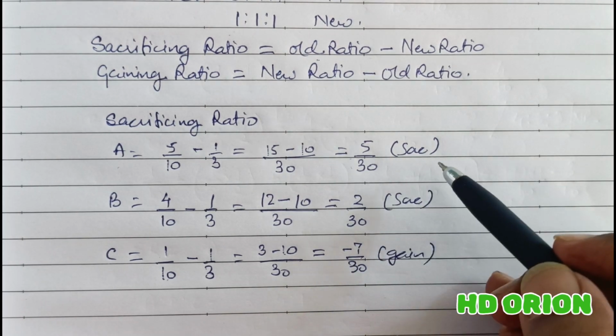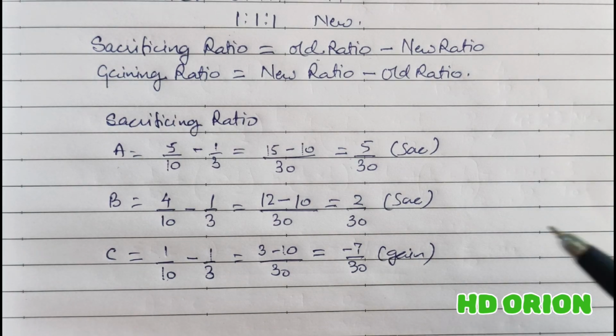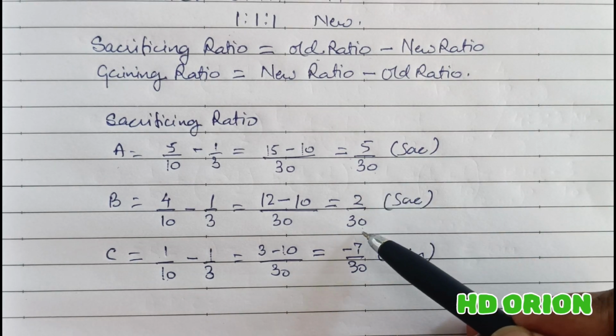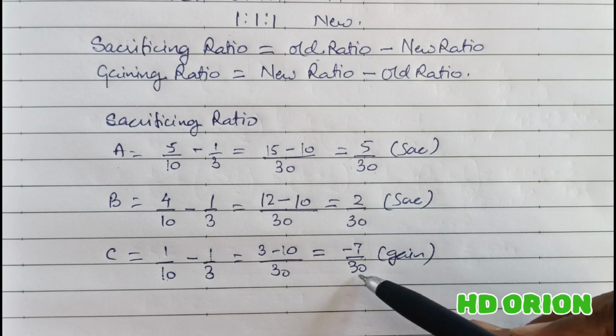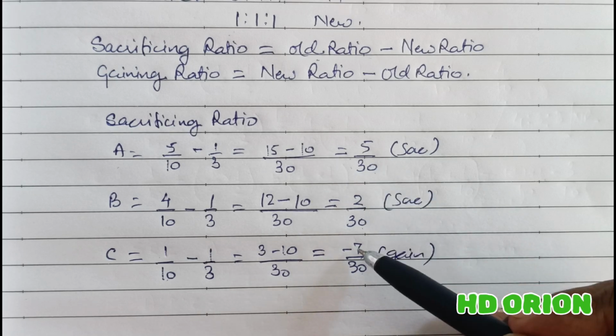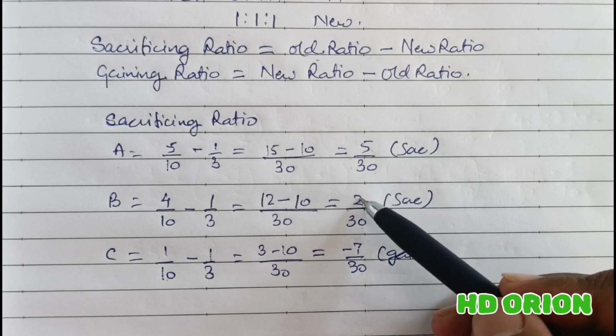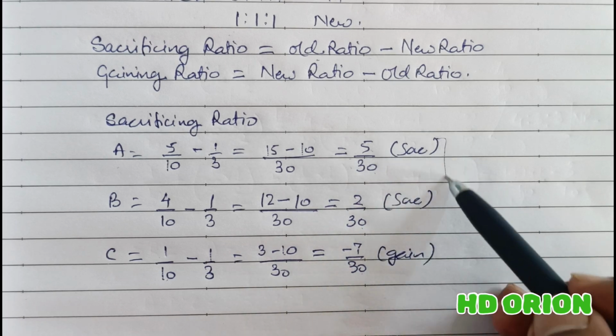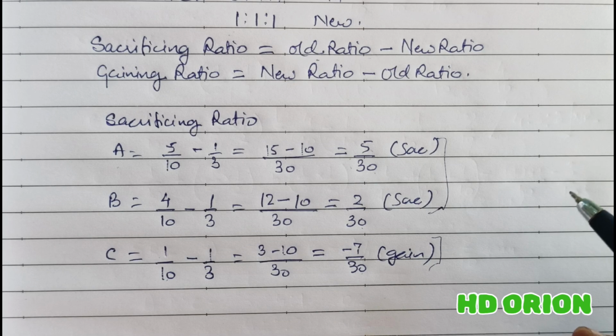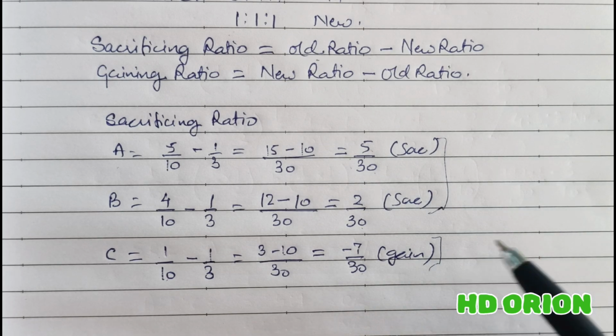Now you can see that the gain and sacrifice are always equal. You see the denominators are 30. It is same, so you can compare from the numerator. It is positive 7, 5 plus 2, 7. And it is negative 7. So as much is sacrificed, so much is gained. So that is the sacrificing ratio. And old ratio and new ratio are already given in the question.